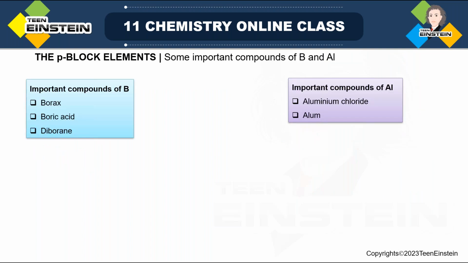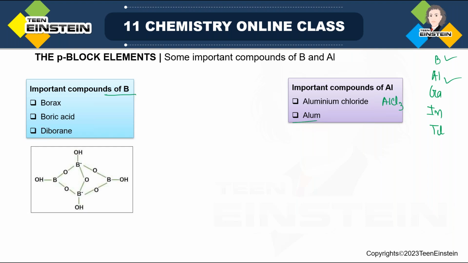Next, we will start today's class with the topic: some important compounds of boron and aluminium. In group 13, there is basically boron, aluminium, gallium, indium, thallium, but only these two we have in the syllabus, that is, some important compounds. So what are the important compounds? When it is important compounds of boron, here we have borax, then we have boric acid, and we have diborane. And in case of aluminium, we will have AlCl3, and alum, whose structure is a little complicated. So we will just have some primary idea about all these molecules.